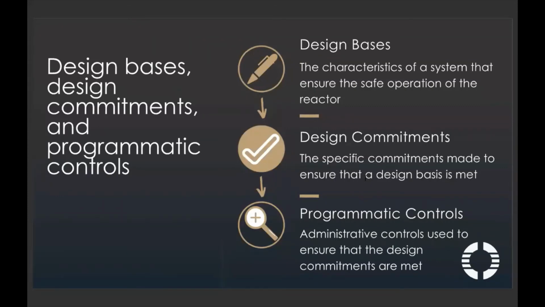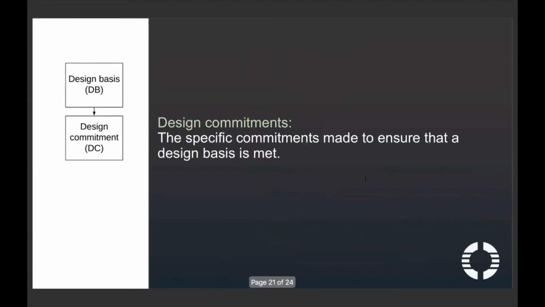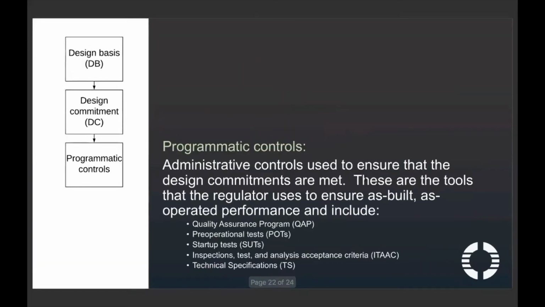So I'll give an example. Maybe a shutdown rod has to fall within a certain length of time. We know that's a key characteristic, so that becomes a design basis, but the commitment is that specific amount of time, let's say a number of seconds. And the programmatic controls are how you ensure that those are met. So how do we know it's actually falling within that number of seconds? Here I'll just flow through it. It's a useful walkthrough. And on to the programmatic controls.